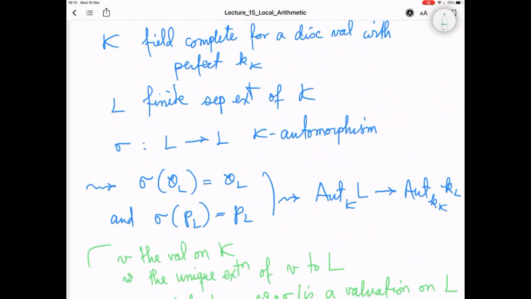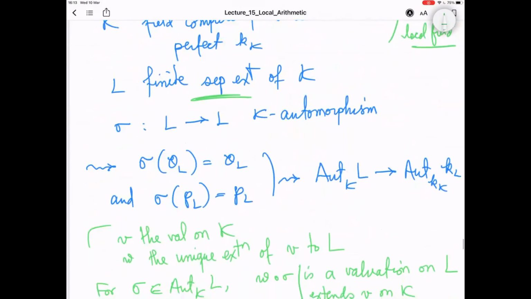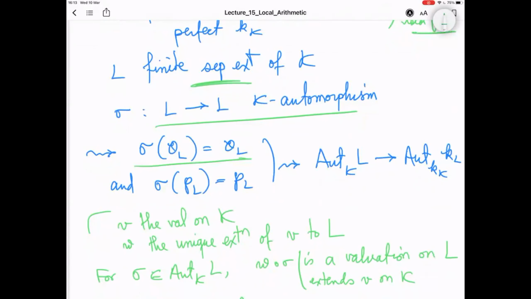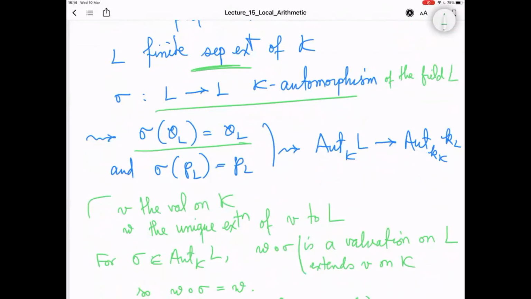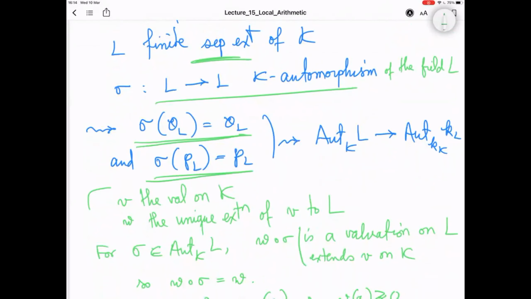Okay, so as I said, this kind of a field is going to be called a local field, your local field K. And now I take a finite separable extension L of K, and suppose I have a K automorphism sigma of the field L, right? Then it takes the ring of integers to itself and the unique maximal ideal of that ring to itself, right?